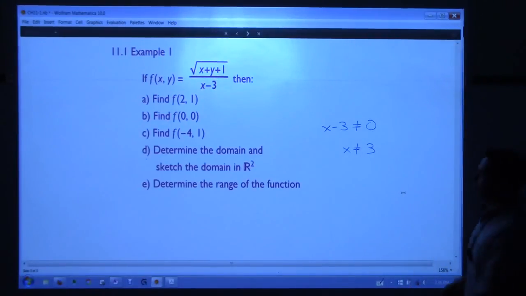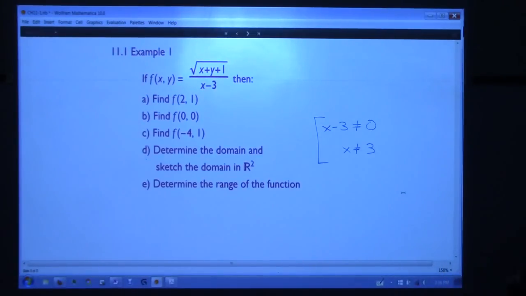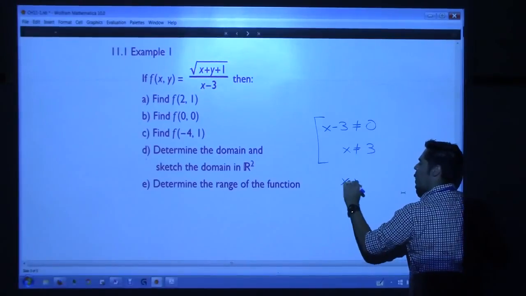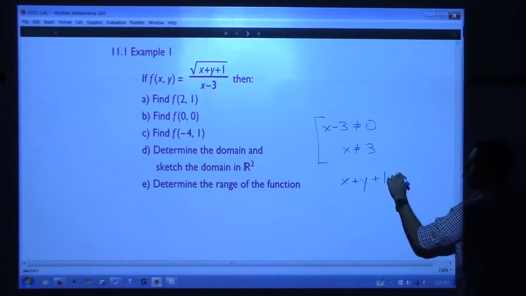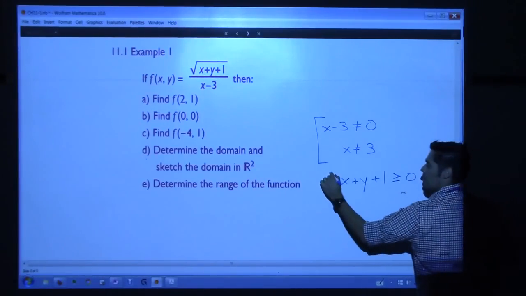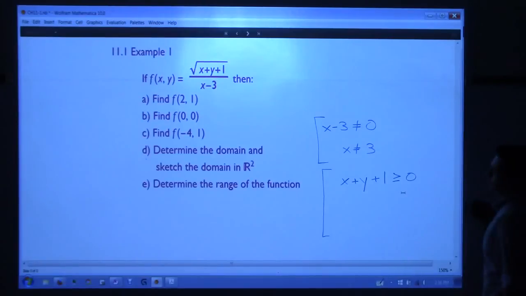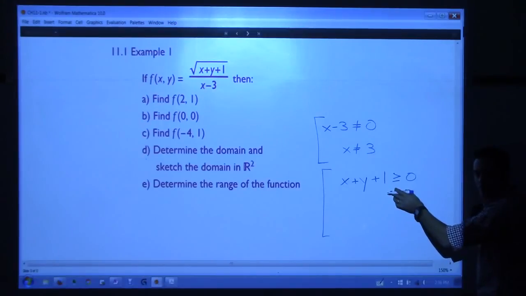That's one thing. What's the other thing we don't want? Or you can say it the other way. What do we want? We don't want a negative under the square root, right? So I've got to make sure that x plus y plus 1 is never negative. So greater than or equal to 0. That's what I want, right? What is that? Oh, this is a linear inequality in 2 variables.